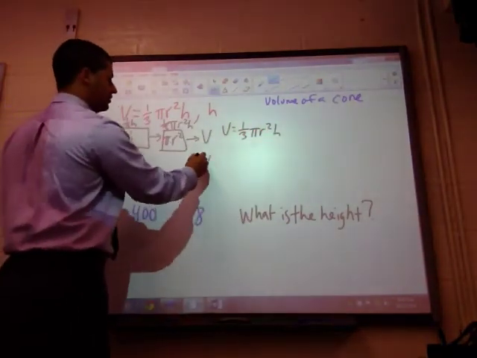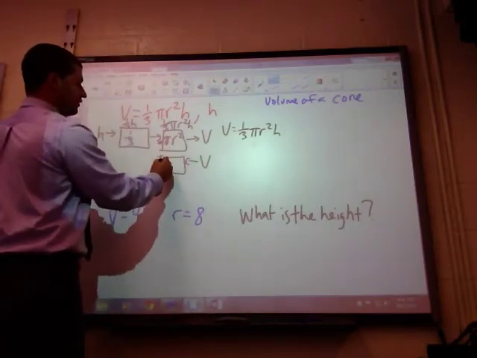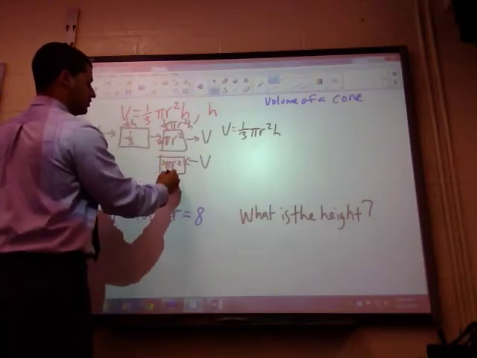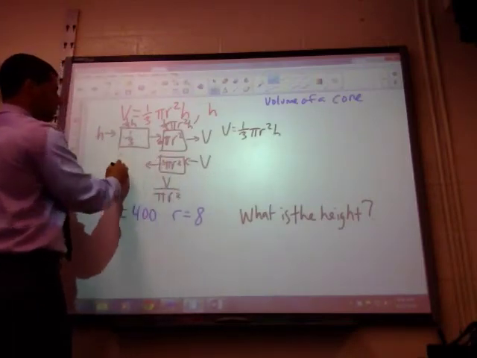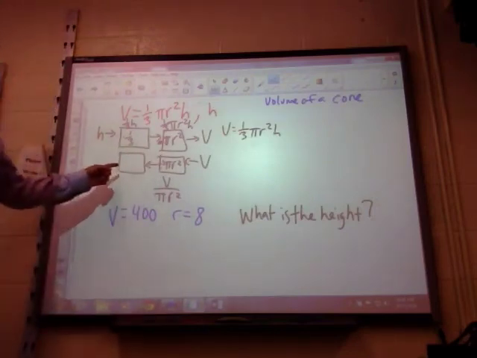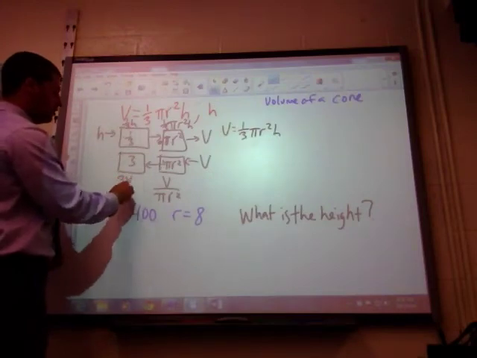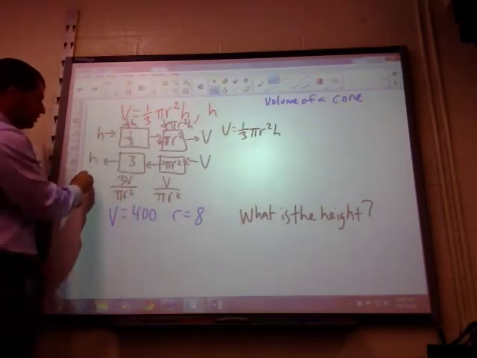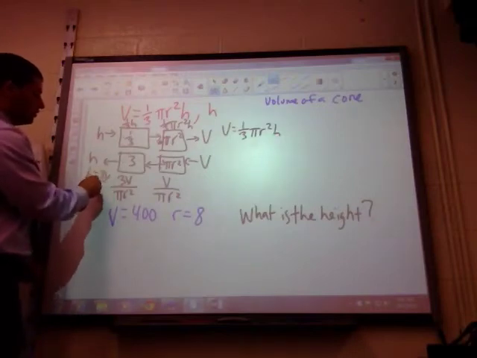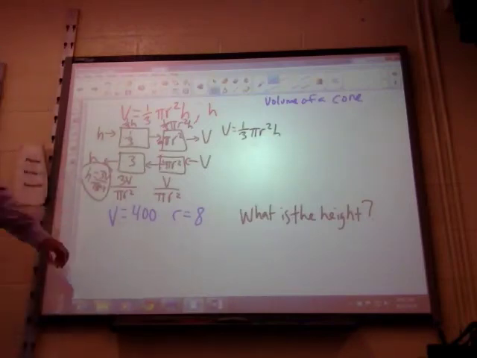On the way back, start with v. If we multiply here, we're going to divide here. So v over pi r squared. And the reason we put this out on its own is so that we can use the reciprocal and multiply by 3. So 3v over pi r squared. And that's equal to h. h equals 3v over pi r squared. Since there's nothing being added or subtracted here, we do not have to split it apart.